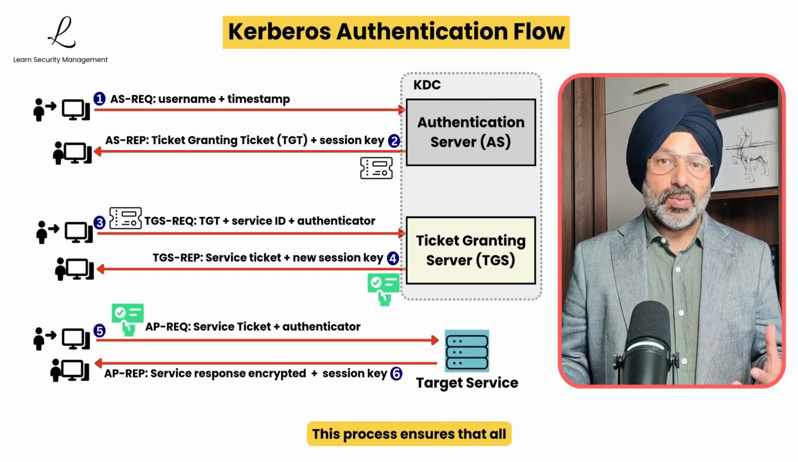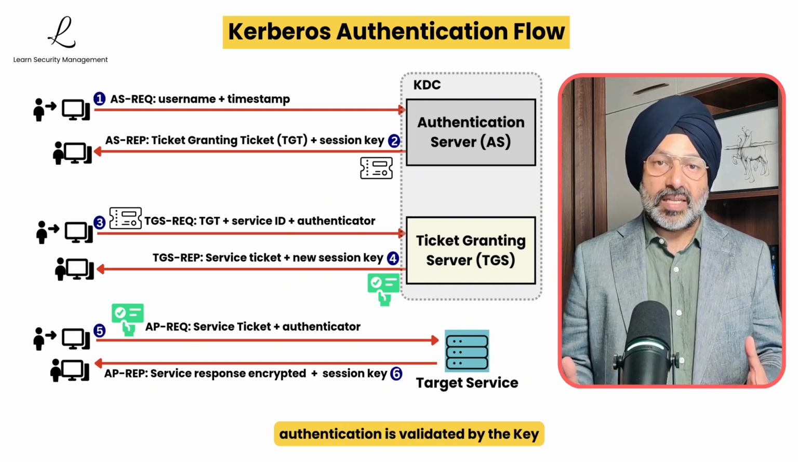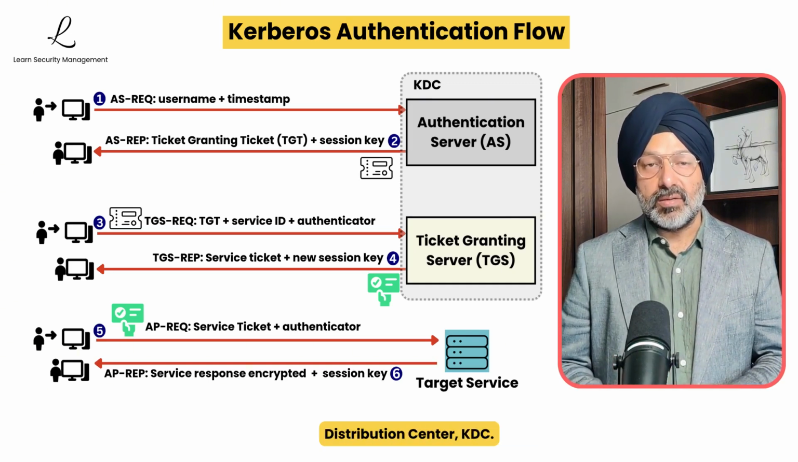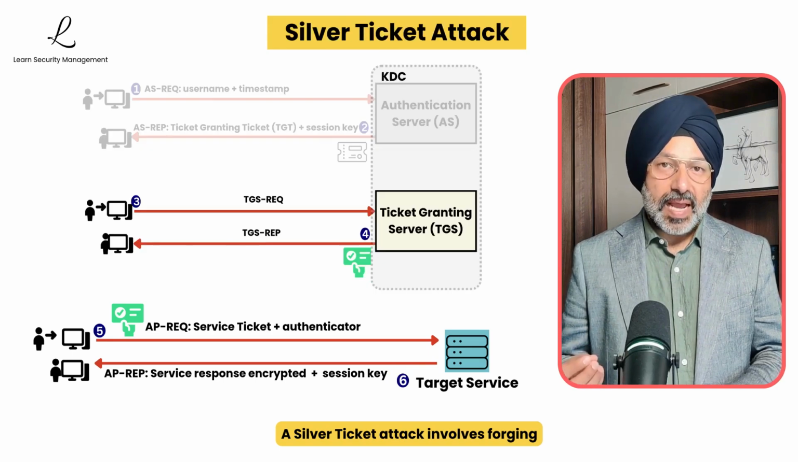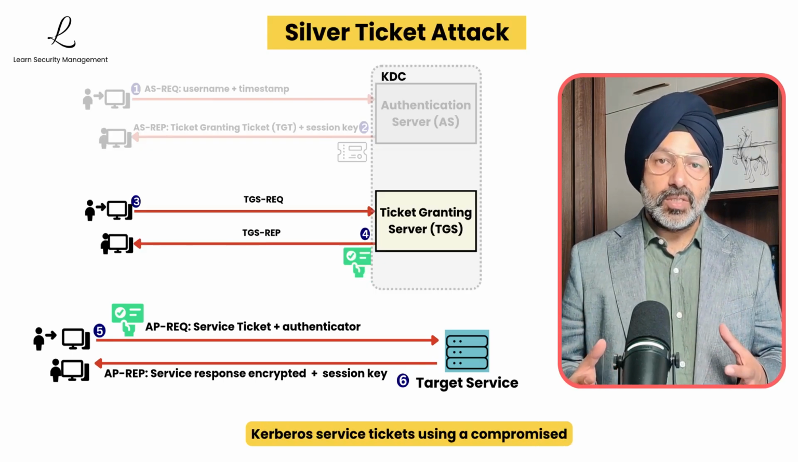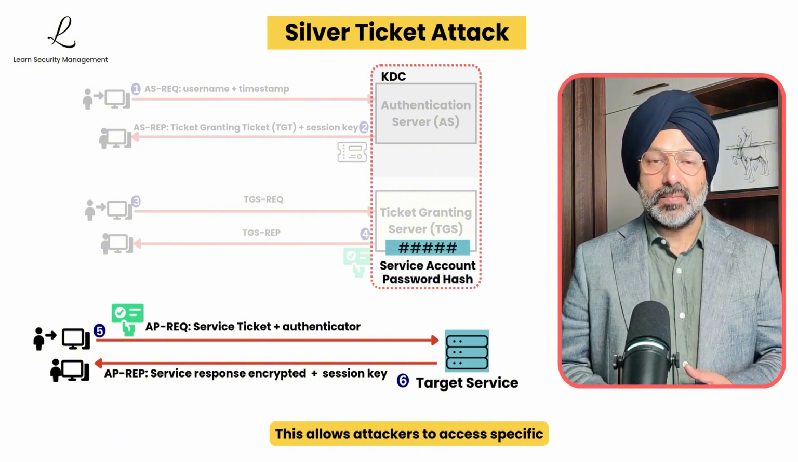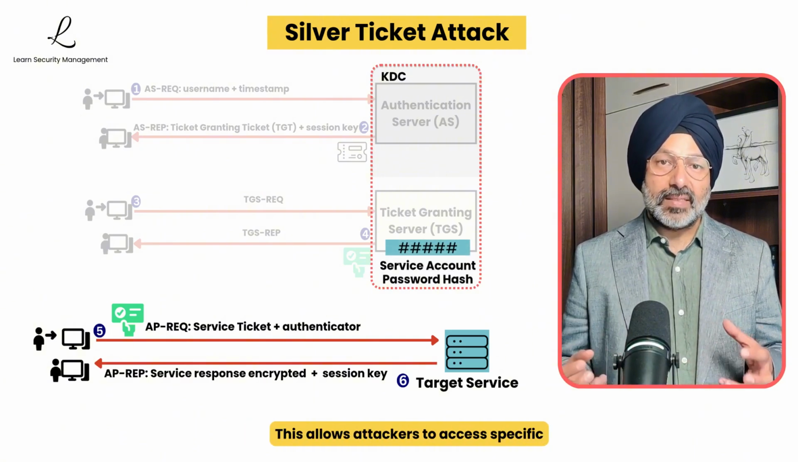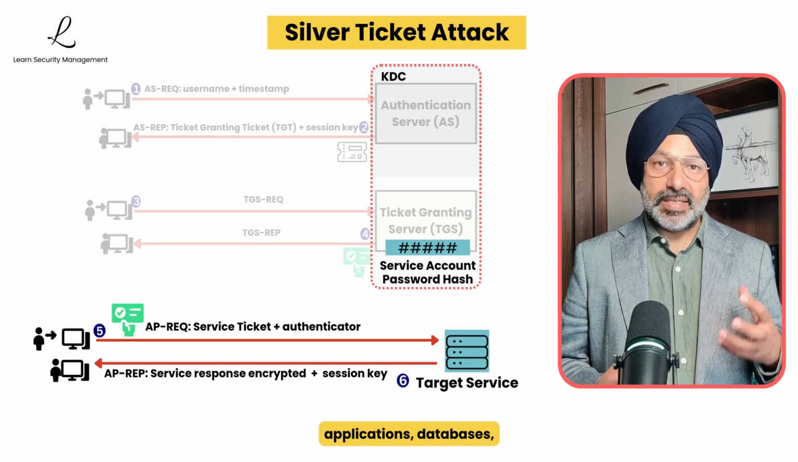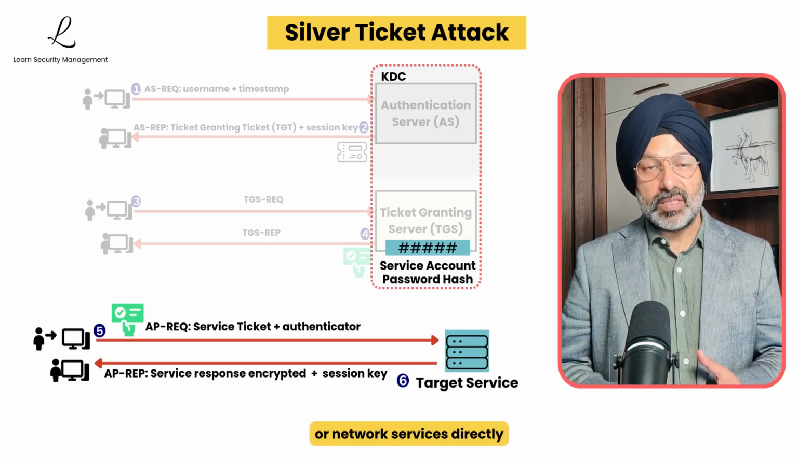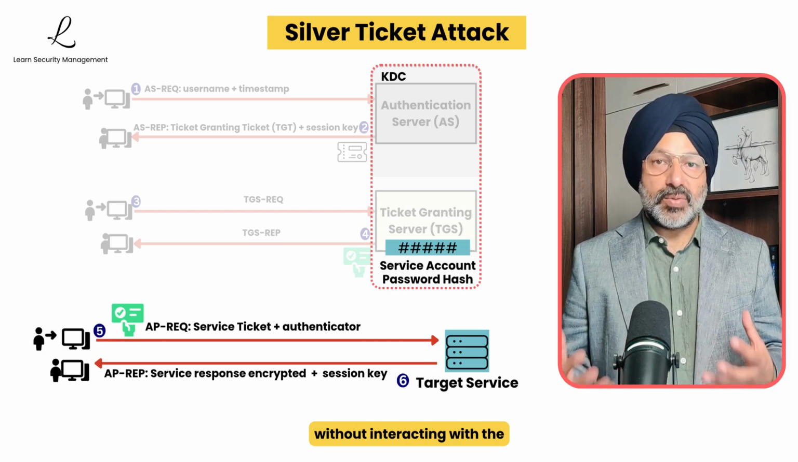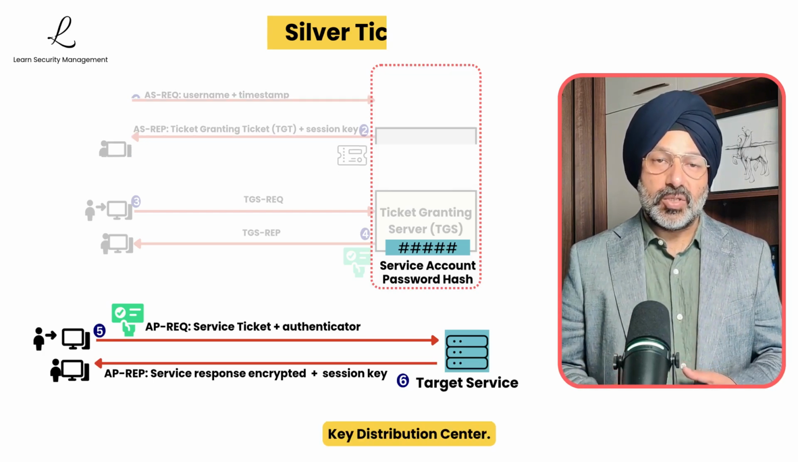This process ensures that all authentication is validated by the Key Distribution Center, KDC. A silver ticket attack involves forging Kerberos service tickets using a compromised service account password hash. This allows attackers to access specific applications, databases, or network services directly without interacting with the key distribution center.